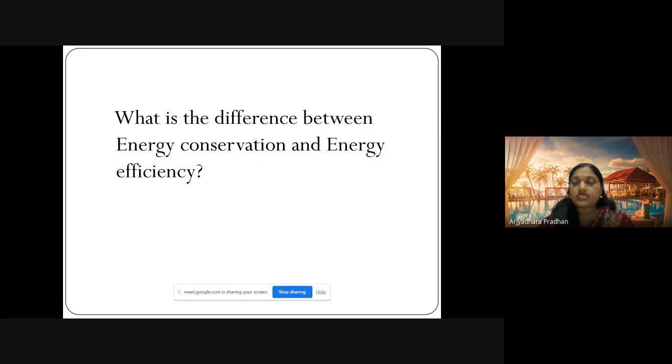Similarly, the star rating devices also come under energy efficient devices. When it is a 1 star or 2 star, it will consume more energy. When we are using a fridge or AC or washing machine with 5 star rating, that means we are consuming less energy, we are consuming less wattage.